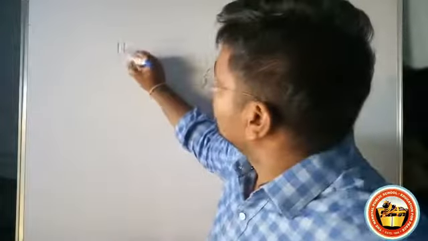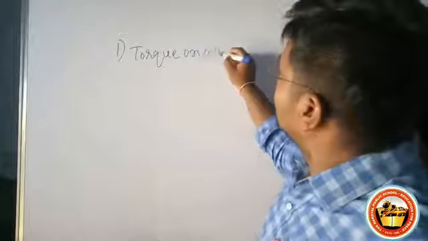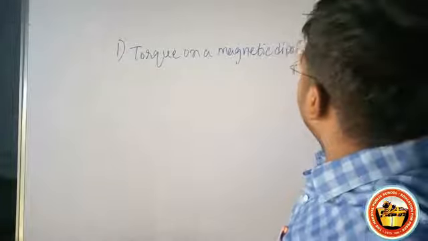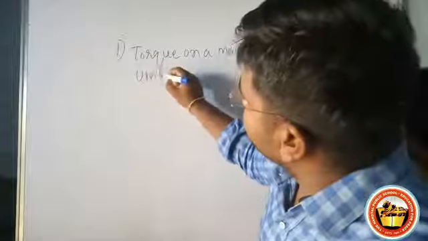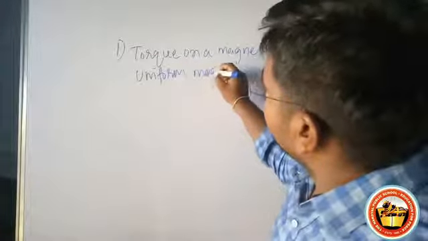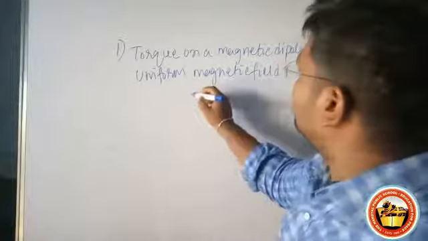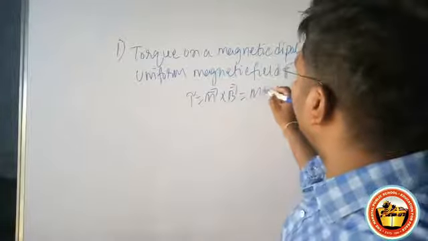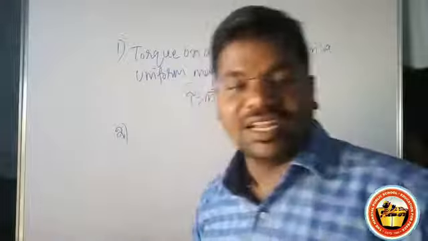Torque on a magnetic dipole in a uniform magnetic field. Tau is equal to M cross B, that is equal to MB sin theta.